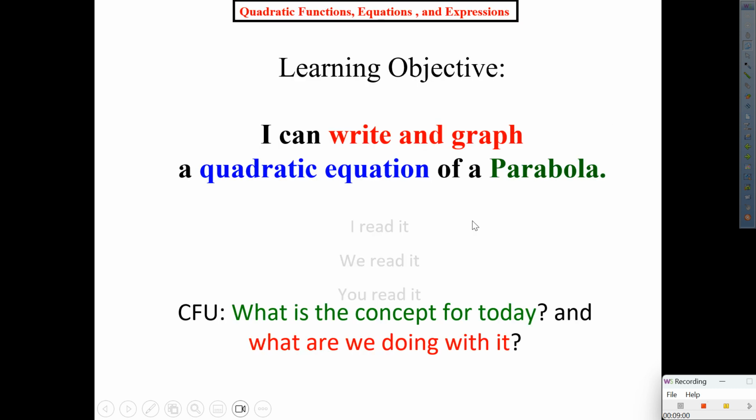All right. So, with that said, don't get a Cornell note ready. We're going to go straight from those graph papers that you created. So at the bottom left of the first one, write the objective for today. I can write and graph a quadratic equation of a parabola.